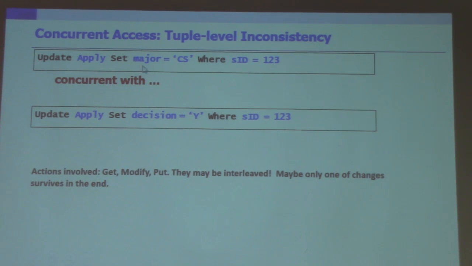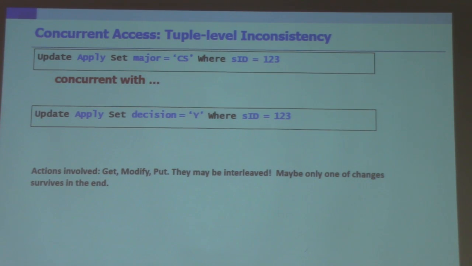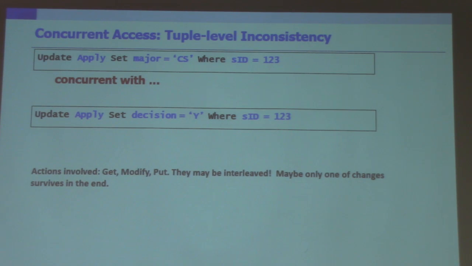And the default major value is none. There is no major. Let's assume that's the case. So you start with this record with no for decision value and none for major value. Now this person comes in and says, I'm going to set the major to CS. Another person at the same time fetches this record and says, I want to update the decision to yes. What will happen at the end of the day when you're concurrently executing these two statements?